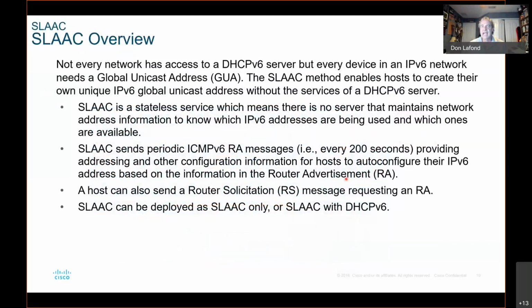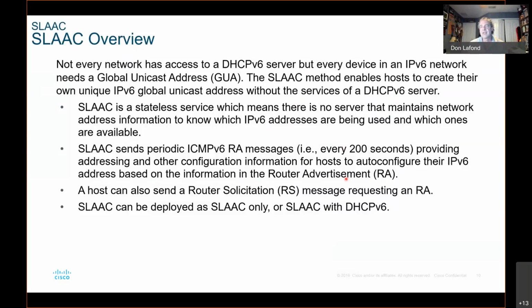server. SLAAC is a stateless service, which means there is no server that maintains network address information to know which IPv6 addresses are being used and which ones are available. SLAAC sends periodic ICMPv6 RA messages every 200 seconds, providing addressing and other configuration information for hosts to auto-configure their IPv6 address based on the information in the router advertisement. A host can also send a router solicitation message requesting an RA.